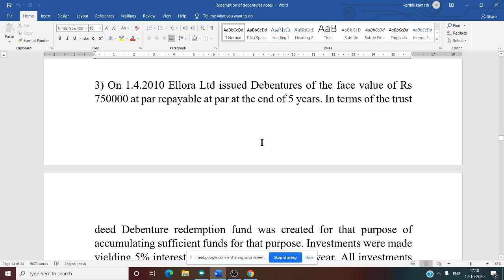This chapter is very easy. Redemption of debentures, very simple chapter. If you know the rules and accounting treatment, it will be very easy to solve. So now we need to discuss the third problem.